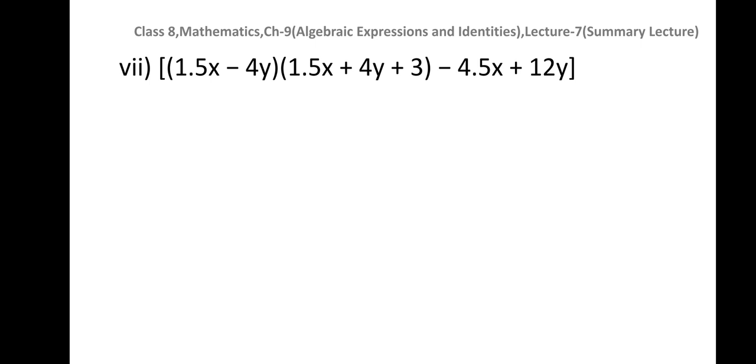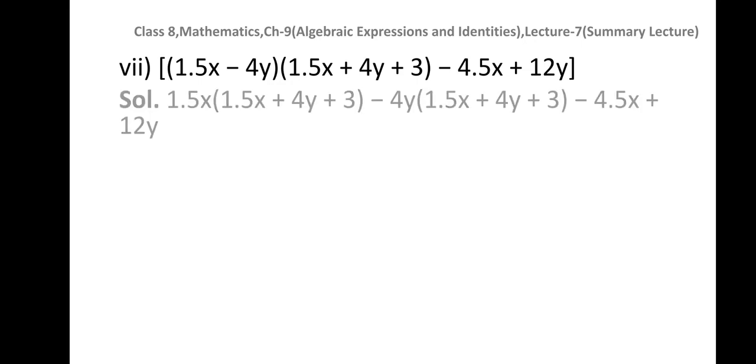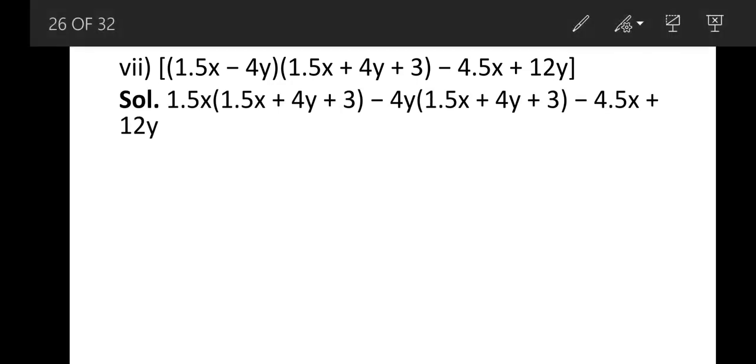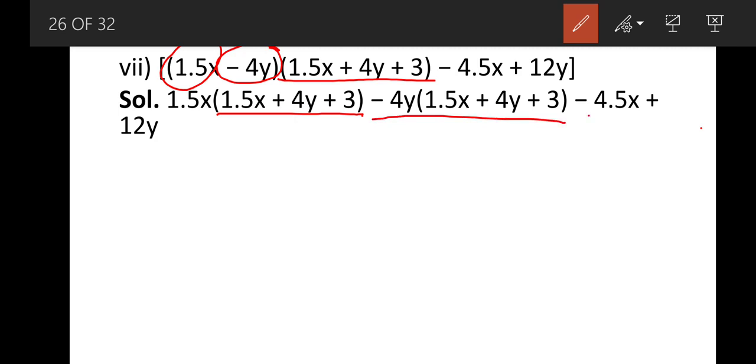Now coming to seventh part of this same question, again you need to solve in the similar manner which we have done in the previous slides. You are supposed to multiply each term of this expression with each term present inside the bracket of this. This is the complete bracket. So 1.5 into 1.5x plus 4y plus 3 minus 4y will be multiplied by this and this will remain as it is.